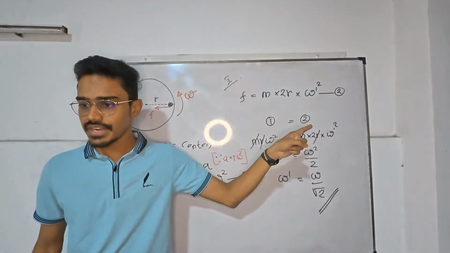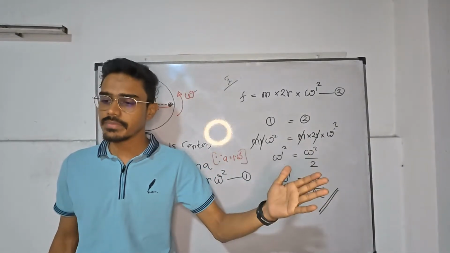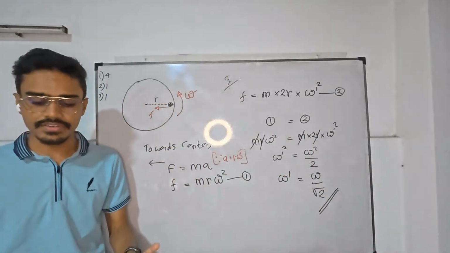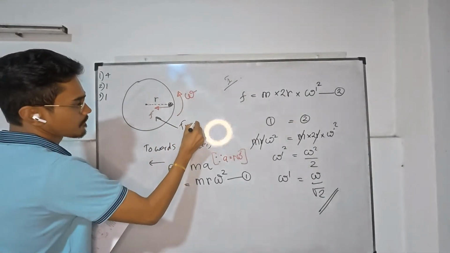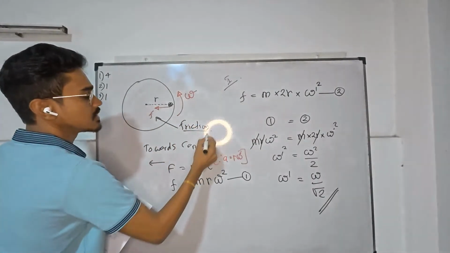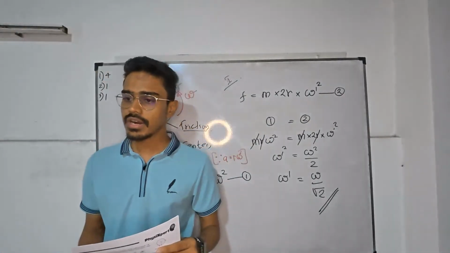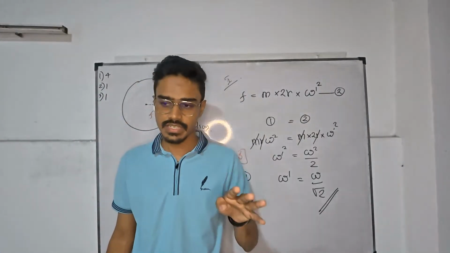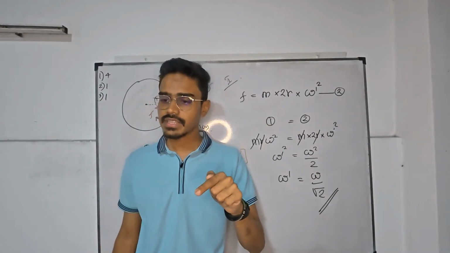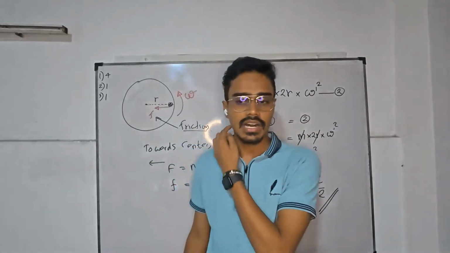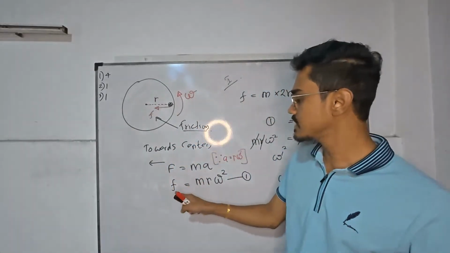In the second scenario, the distance is only doubled. F is a friction force. Friction depends on mu N, because F equals mu N, and mu depends on the nature of the surface. Same table and same object, so mu remains the same. N depends on mg, the weight. Same object, same weight. So therefore, friction is the same.